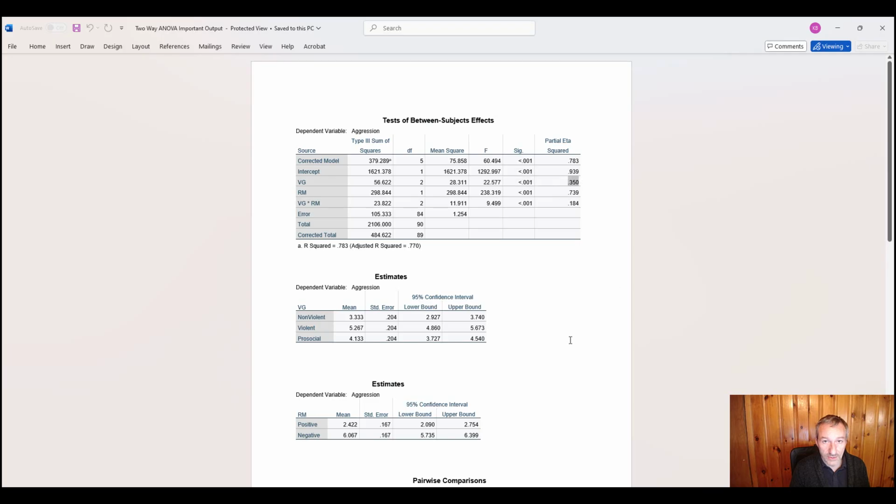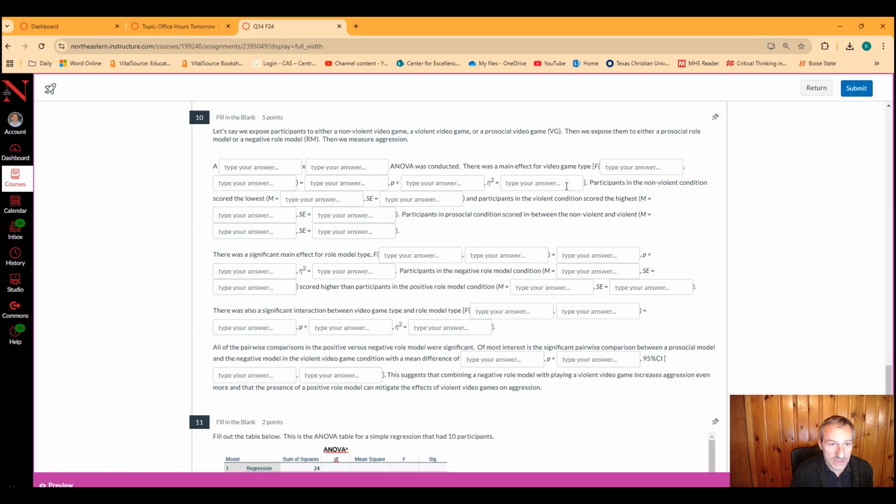You'll notice there's not a 0 in front of it. It can't go above 1. And so this is where we get the main effect for video game, role model, and then the interaction. So that is from this part, the main effect for video game. That's all that.